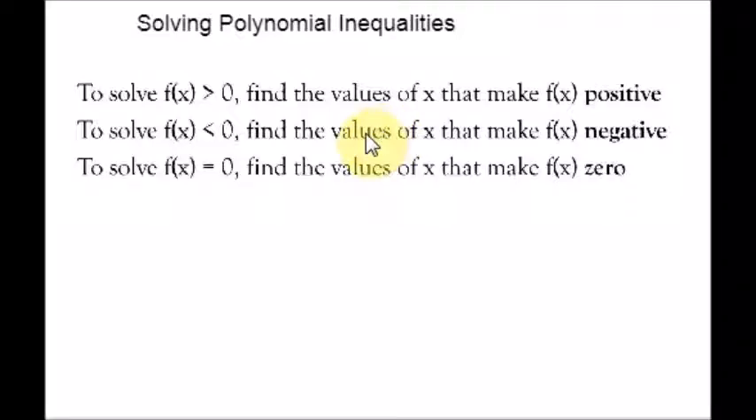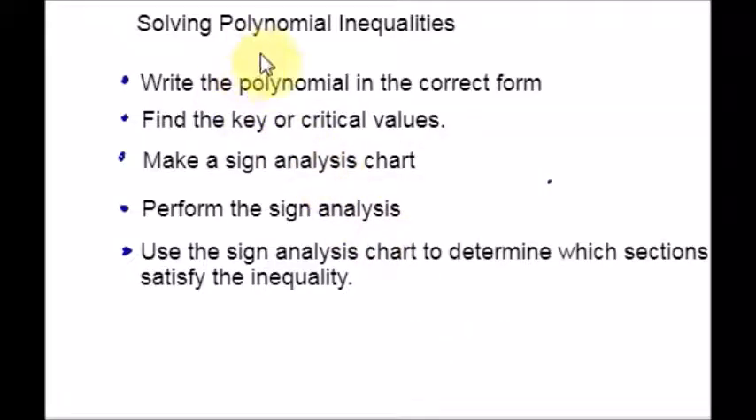Since it is easier to see the process as we work an example, before that, let me give you the list of steps, 6 steps. Here are the steps. Please have a glance over this. Step 1. Write the polynomial in the correct form. The polynomial must be written in descending order and must be less than, greater than, less than or equal to, or greater than or equal to 0.